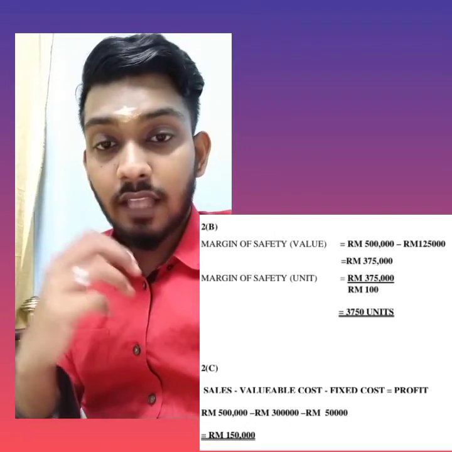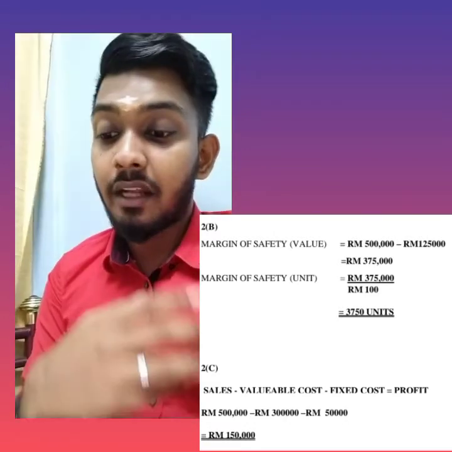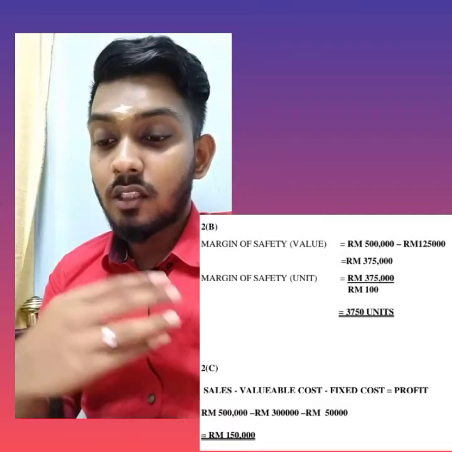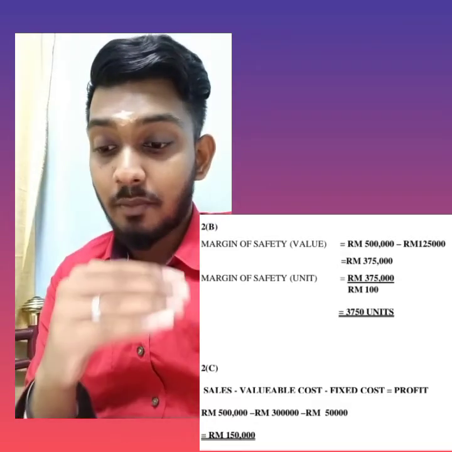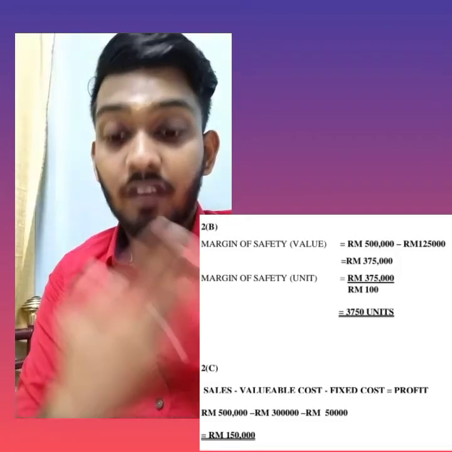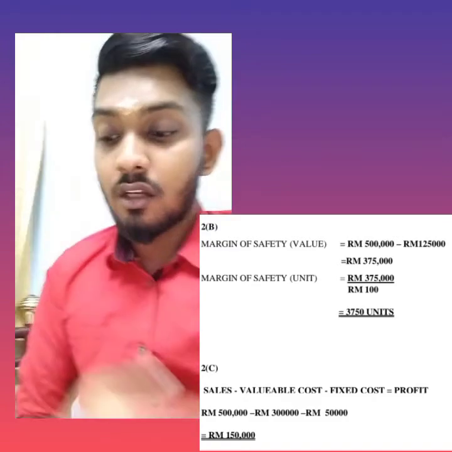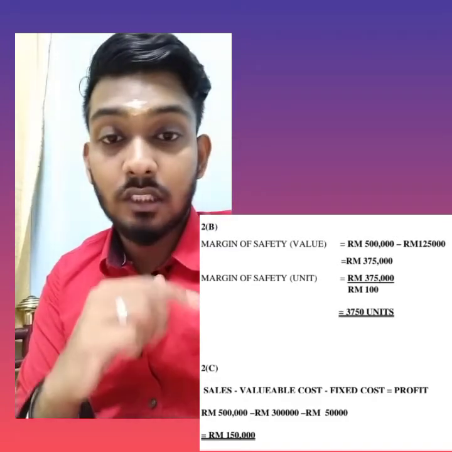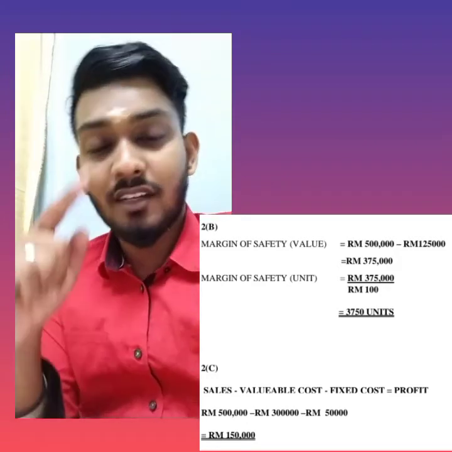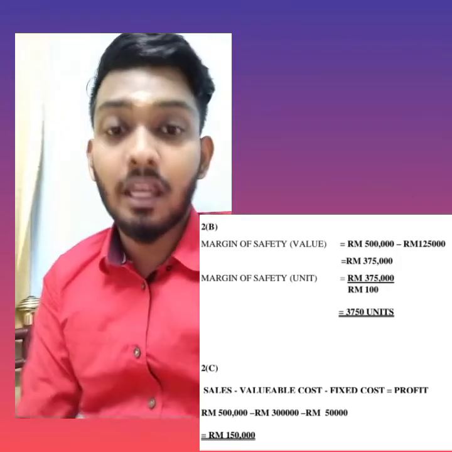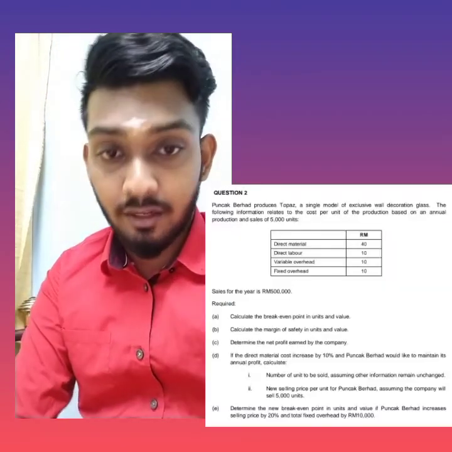The C question is to determine the net profit earned by the company. First of all, the formula is sales minus variable cost minus fixed cost equals profit. The sales will be 500,000 ringgit minus variable cost 300,000 ringgit, and the fixed cost will be 50,000 ringgit. So the profit will be 150,000 ringgit.